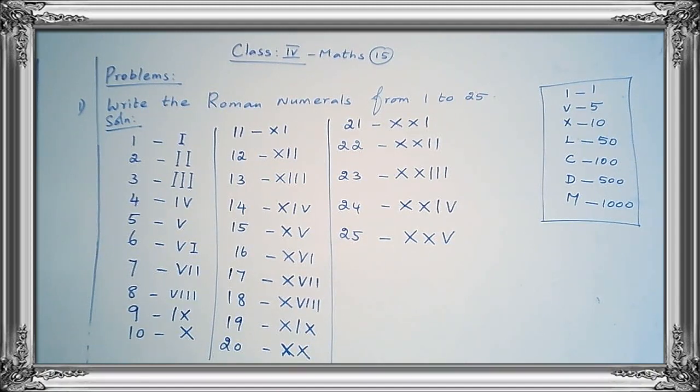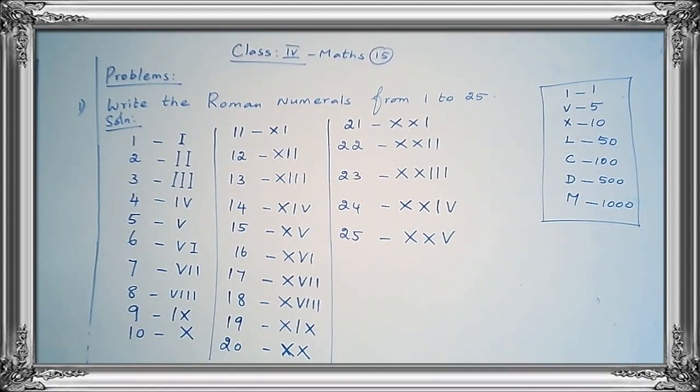So 22 means XXII, 20 plus 2. 20 means XX, 2 means II. So that's why 22 means XXII. The next number 23. 23 means XXIII, 20 plus 3. Here 20 means XX, 3 means III. So that's why 23 means XXIII.